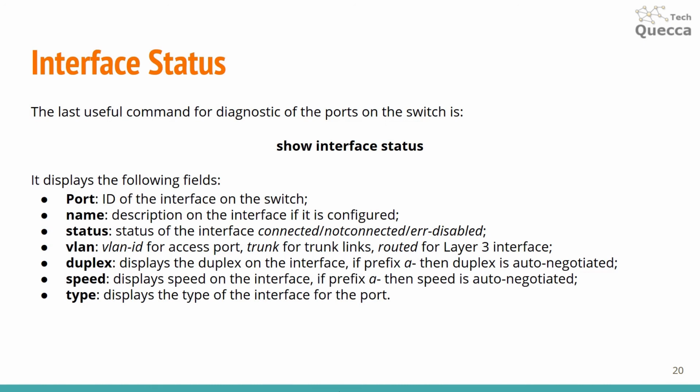If prefix a, then duplex is auto-negotiated. Speed displays the speed on the interface. If prefix a, then speed is auto-negotiated. And the last one, type, displays the type of the interface for the port.